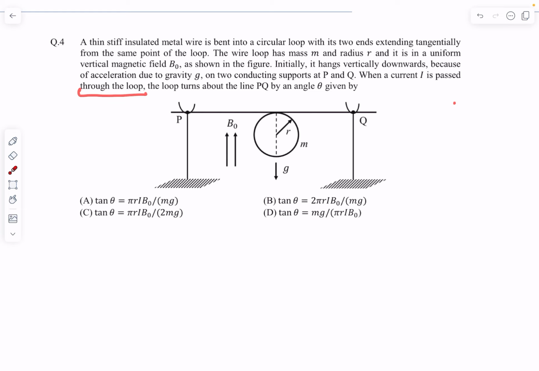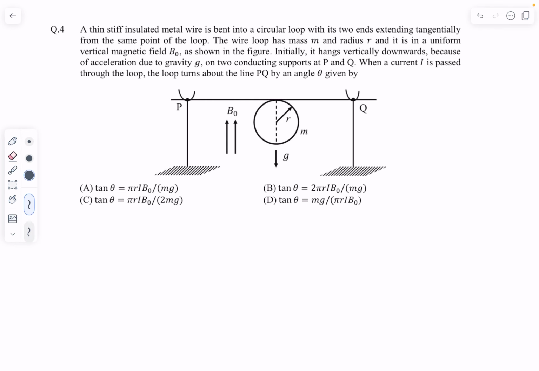So obviously there will be some torque due to the magnetic field acting on this loop, and hence as a result the loop is going to turn, and they are saying the loop turns about the line PQ by some angle theta. And this is exactly what the problem with the question is. They're not clear with what they're asking, right? They're just saying it turns by an angle theta. So let's just start discussing this problem.